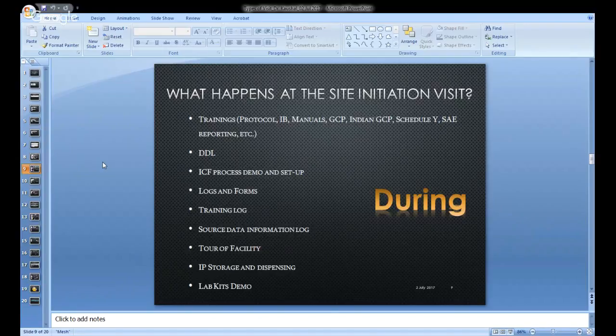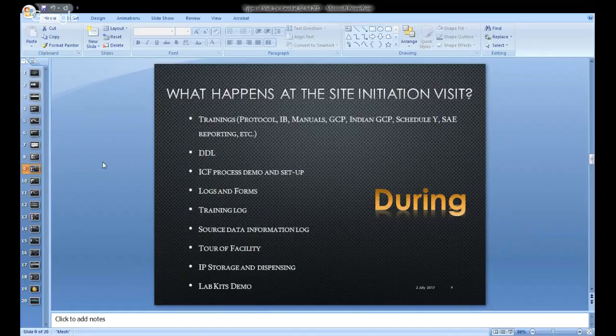IB. What is IB? Investigator's Brochure. The Investigator's Brochure is something which gives you in and out information about your new product or the IP or the medicine that is under the study. So this will also help us in understanding what are the identified side effects or the adverse events or the serious adverse events. So training on IB is again really very important because an investigator should be aware of the known side effects or the known adverse events and the management towards it.